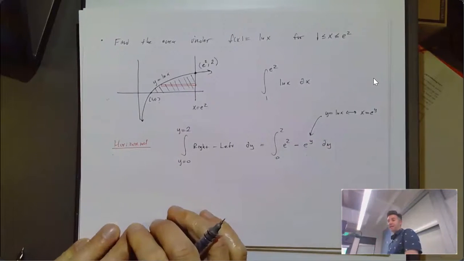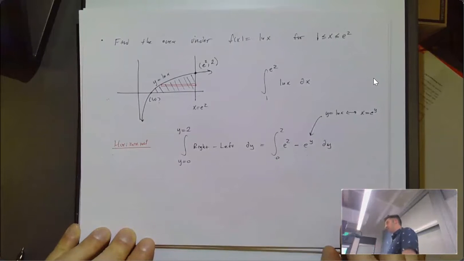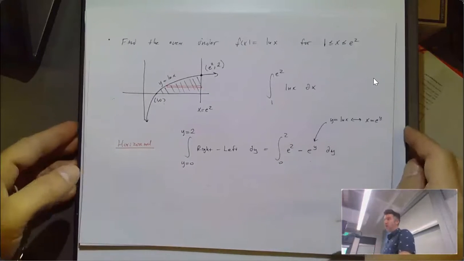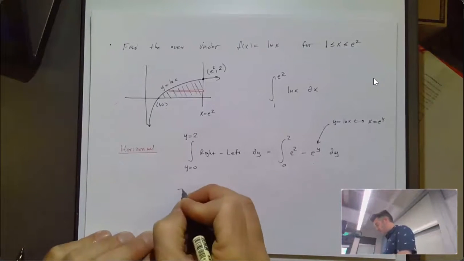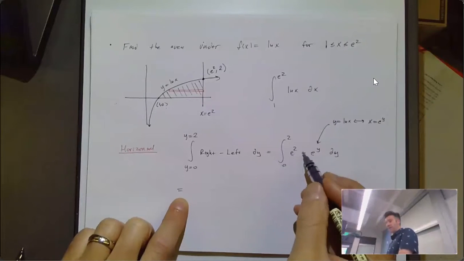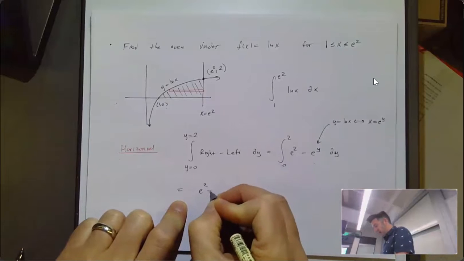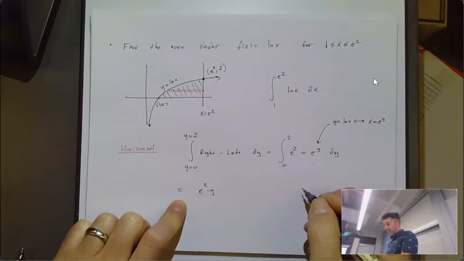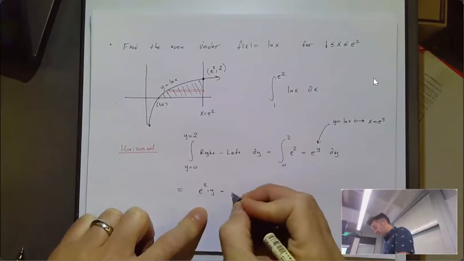So if someone's asking you to integrate natural log of x, what they're really asking you to do is change up your area so that you're integrating e to the y. Because we know how to integrate e to the y. So then this problem becomes pretty straightforward. Be careful though, the antiderivative of e squared isn't e squared. It's e squared times y, because e squared is just a constant, and the integral of a constant is the constant times the variable. The antiderivative of e to the y is e to the y.